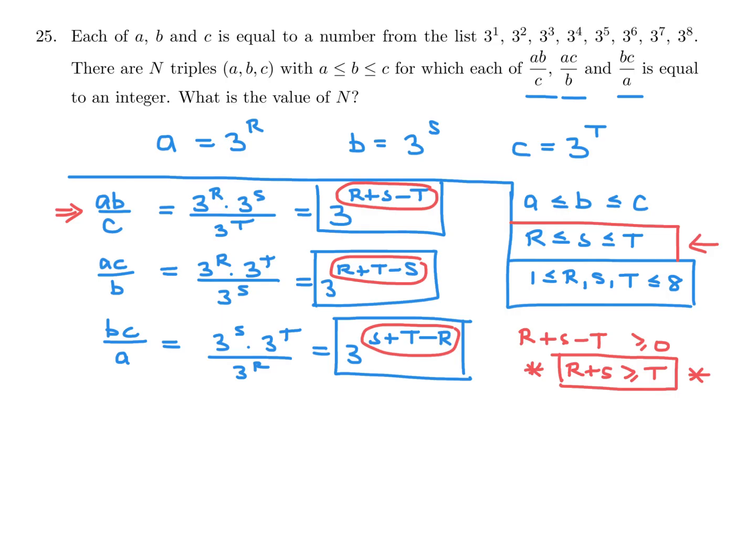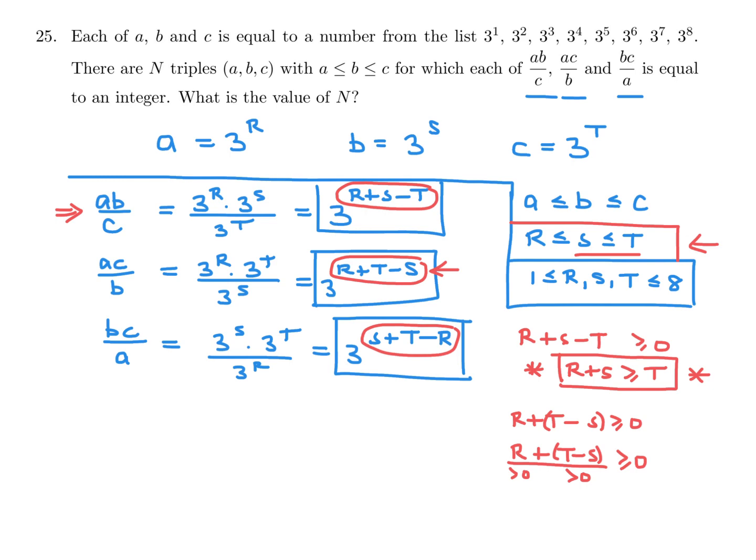Okay, sounds simple enough. Now let's turn our attention to that one. That number, r plus t minus s, has to be greater than or equal to 0. Well, r is a number between 1 and 8, so that is going to be greater than 0. And t minus s, since t is greater than or equal to s, t minus s will also be greater than or equal to 0. So we're pretty much assured that this whole thing is greater than 0, always.